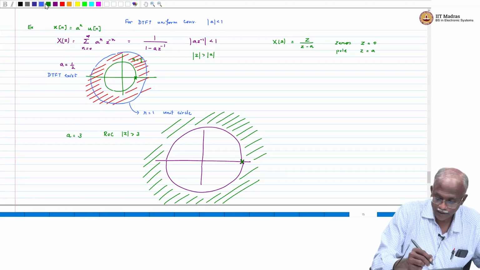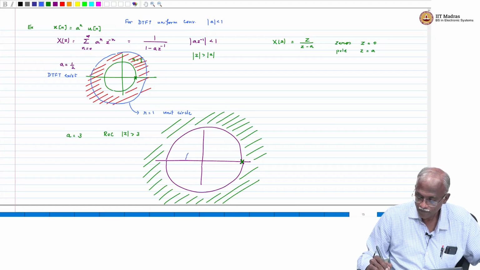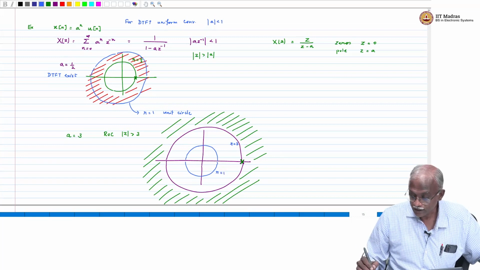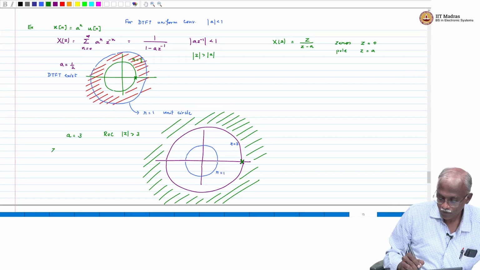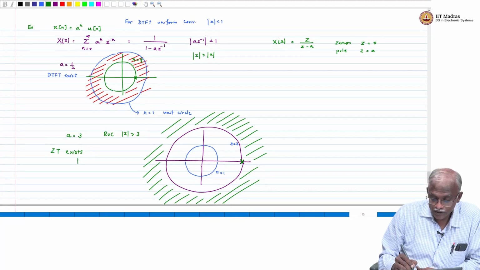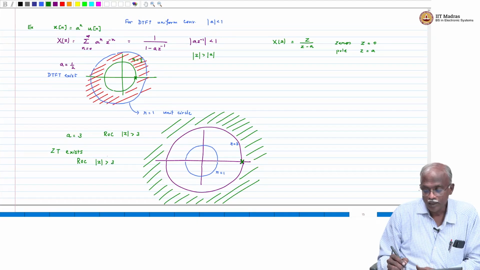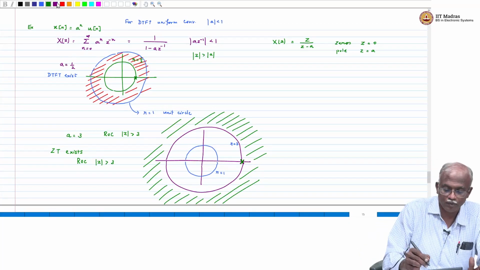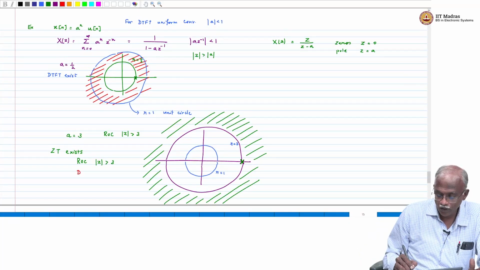Now, where is the unit circle here? Unit circle is here. This is r equal to 1, this is r equal to 3. So, in this case, the Z transform exists. So, we can apply all of the transform techniques that we have. The region of convergence, ROC, is mod Z greater than 3. But clearly, that will be a sequence that will not converge for the discrete time Fourier transform. So, discrete time Fourier transform does not exist.